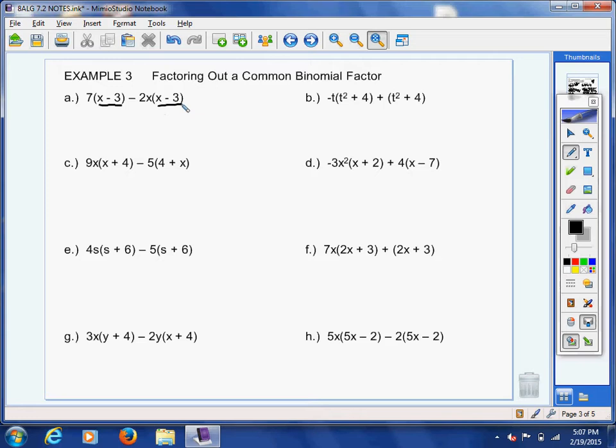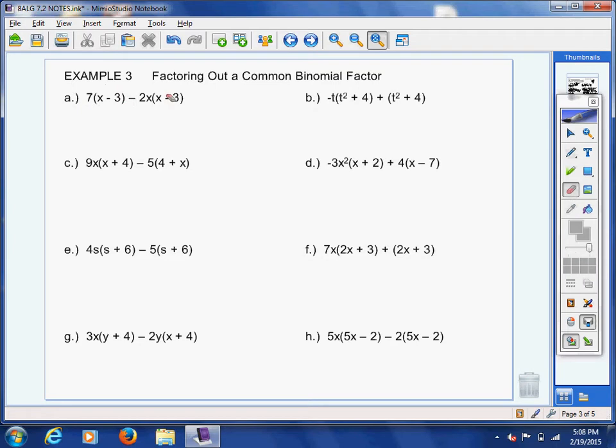What I need you to see is that this whole thing is a term, as is this one. Both of them are terms. They are separated by that subtraction sign right there. That's how we know we have terms. They're not separated by multiplication, like here with the 7 times the quantity x minus 3. That's not two separate terms. That's all one term. And it's separated from the other one, 2x times the quantity x minus 3, by a subtraction sign.